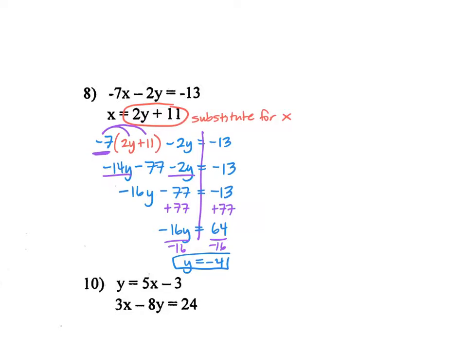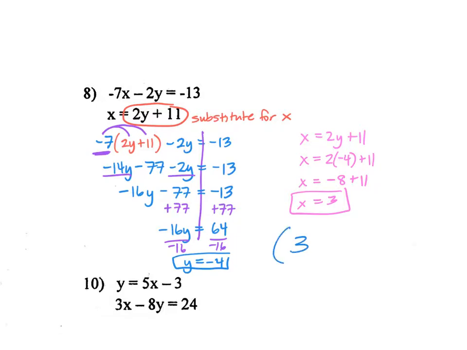From there, since we have an answer for y, I'm just going to use the equation that I circled part of, x equals 2y plus 11. Remember, I didn't make up this equation. It's just right here. It's the second equation that's in the problem. Instead of y, I put negative 4. So x equals 2 times negative 4 plus 11. So 2 times negative 4 is negative 8. And then negative 8 plus 11 is positive 3. Our final answer becomes this point, positive 3, comma, negative 4.